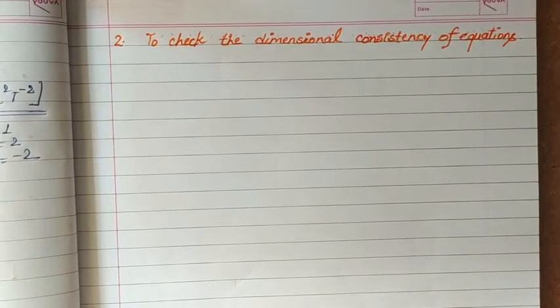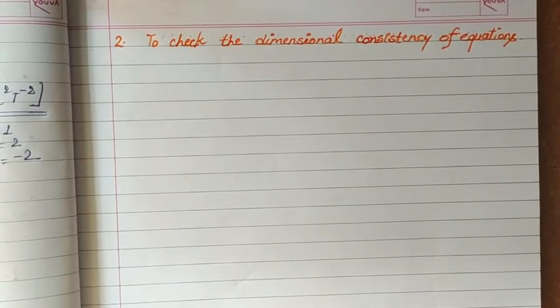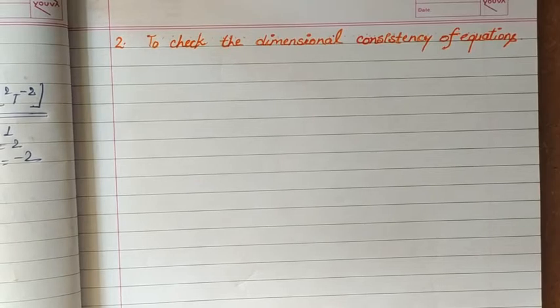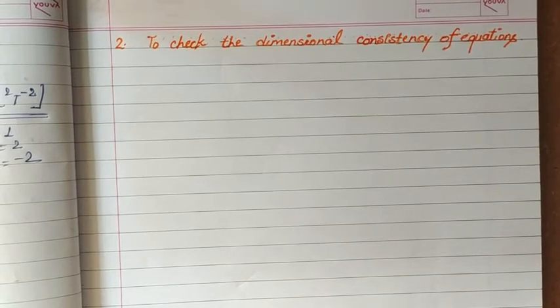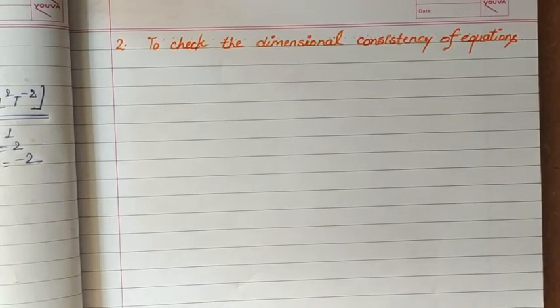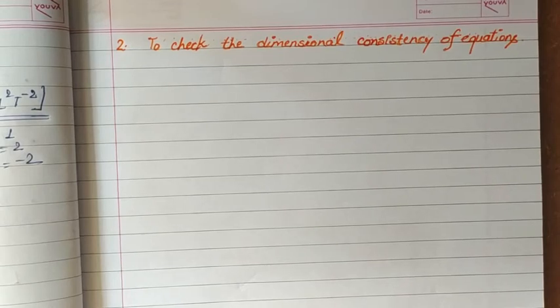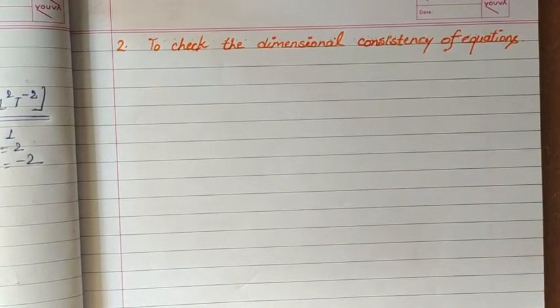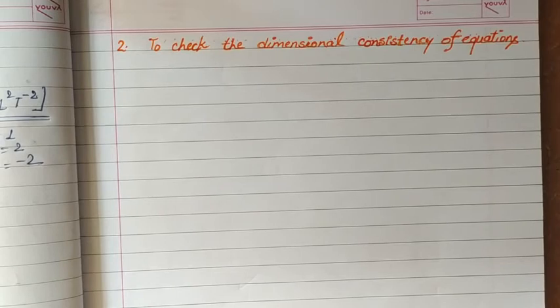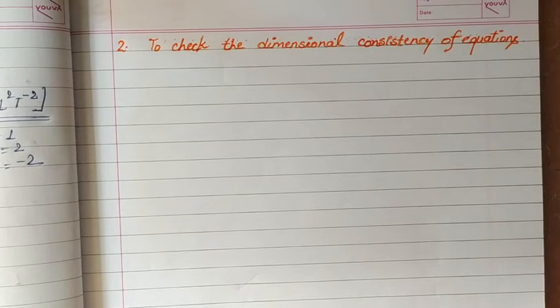Now let's move to the second application of dimensional analysis. The second one is to check the dimensional consistency of an equation, or we can say that we can check whether the given physical equation is correct or not using dimensional analysis. This application of dimensional analysis works on the principle of homogeneity of dimensions.